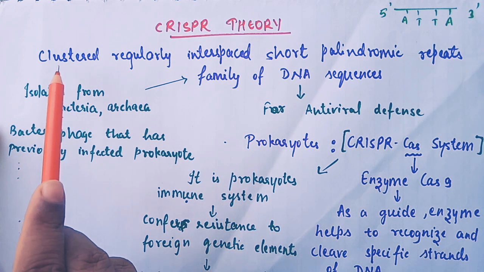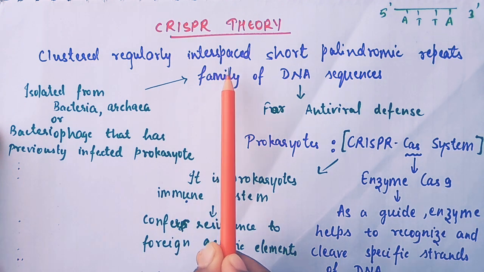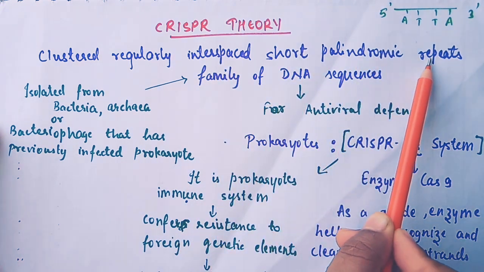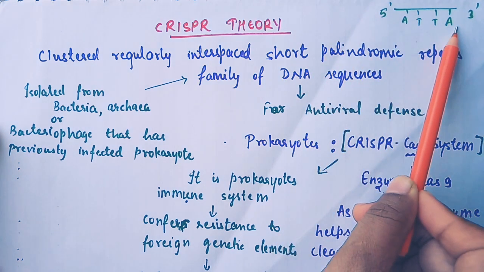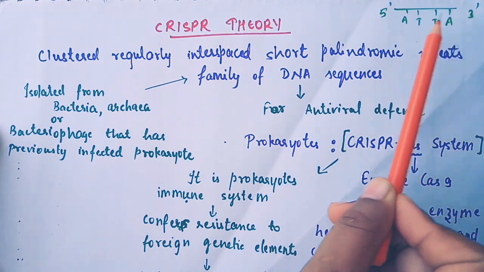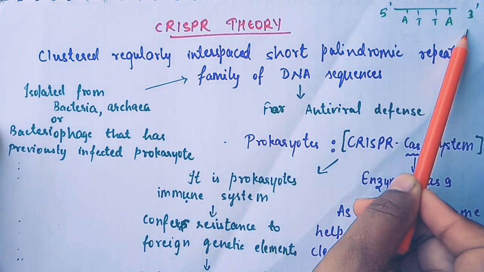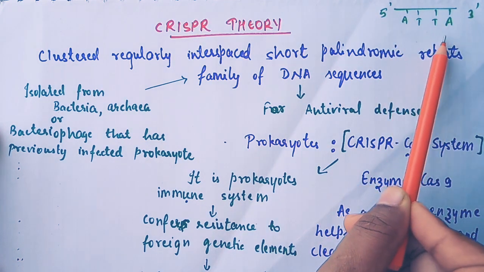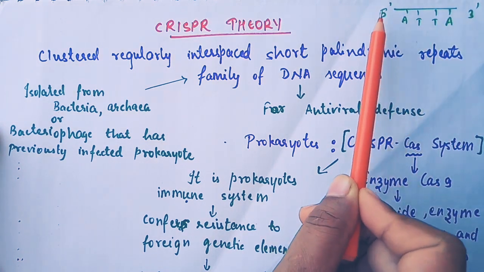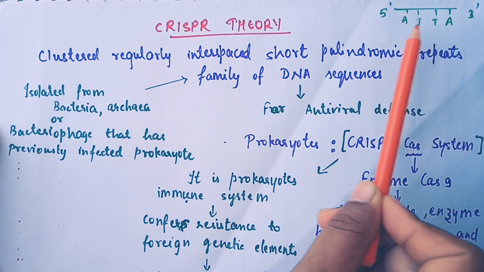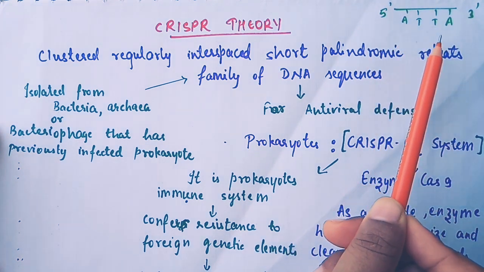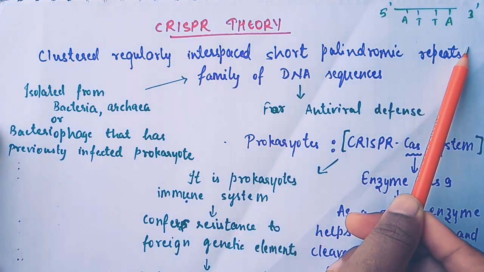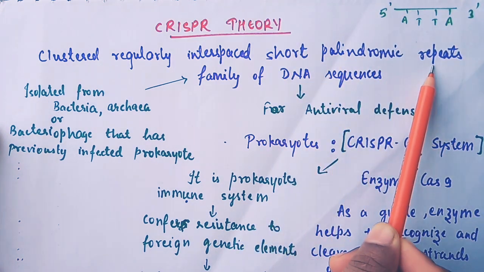So it is known as clustered regularly interspaced short palindromic repeats. What palindromic repeats means is, let's say this is a sequence ATTTA. When we read it from 5' to 3', it is ATTTA. And when we read it from 3' to 5', it is again ATTTA. It means the sequences which remain the same, whether we read them from the left side or the right side, are known as palindromic sequences.